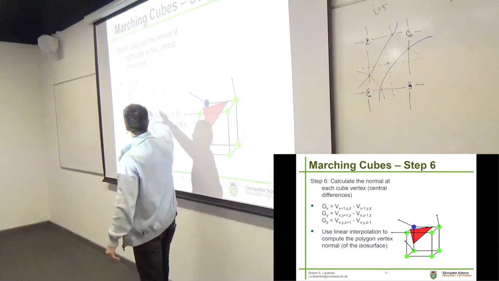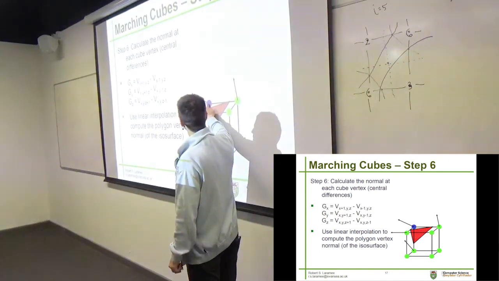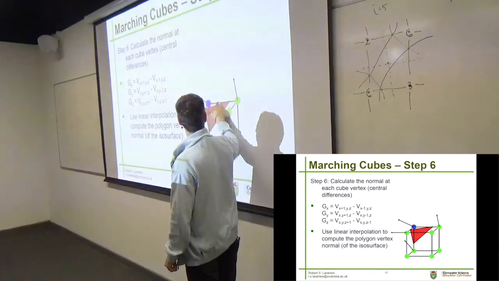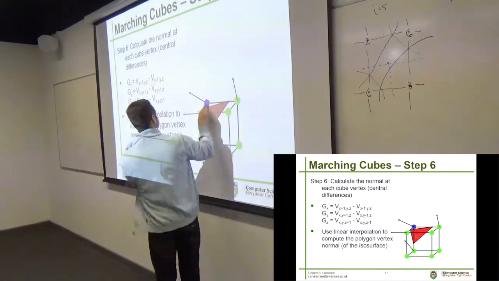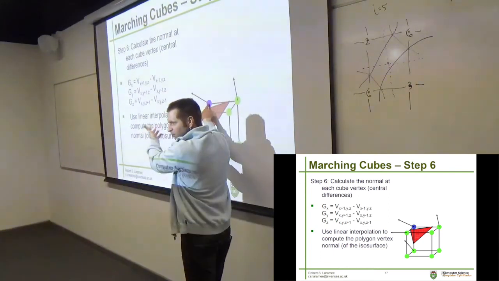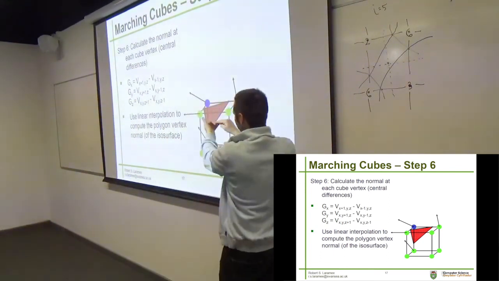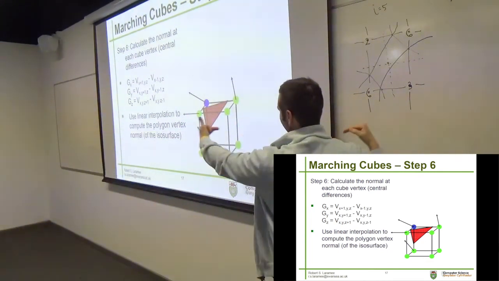So this is x plus one. So imagine this is gx, the x component of the normal for this one. X plus one is over here, and then x minus one is over here. I'm just using that convention. I'm just saying the x axis is along the horizontal.